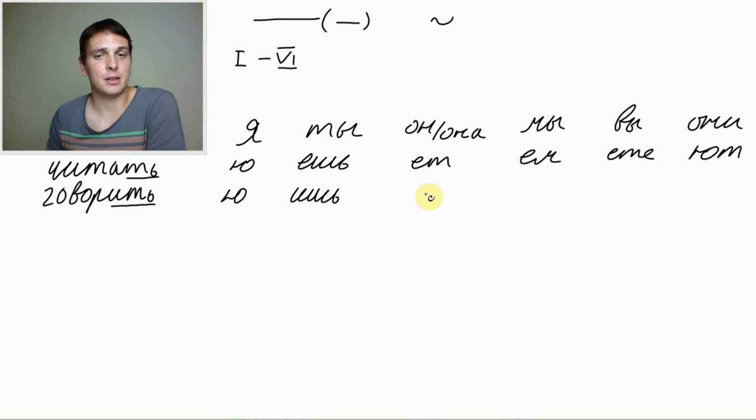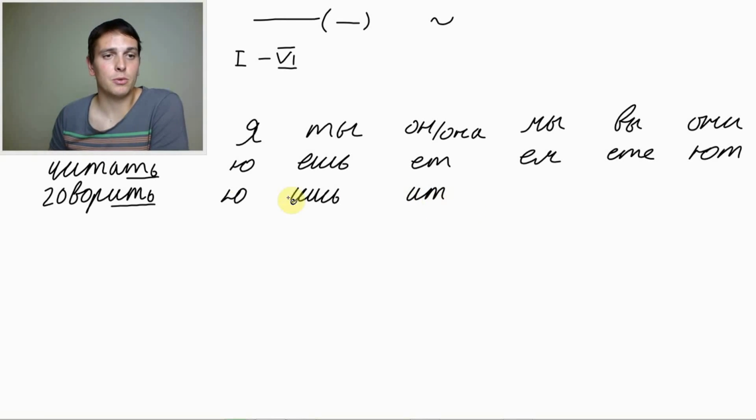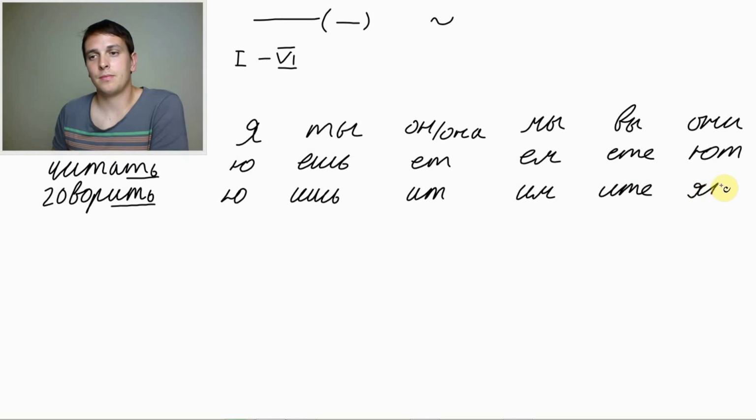You are speaking. Он, она говорит, he or she is speaking. We're replacing it with ит. Он, она говорит. Ты говоришь, you are speaking in singular. Мы говорим. Вы говорите. And они говорят, they are speaking. So, basically you understood the functionality.